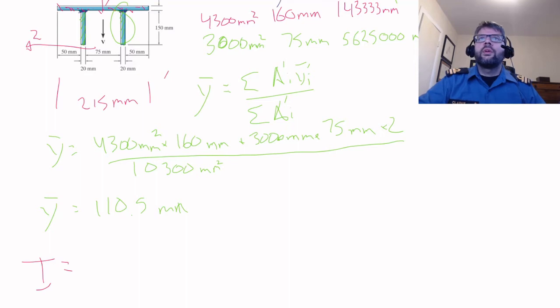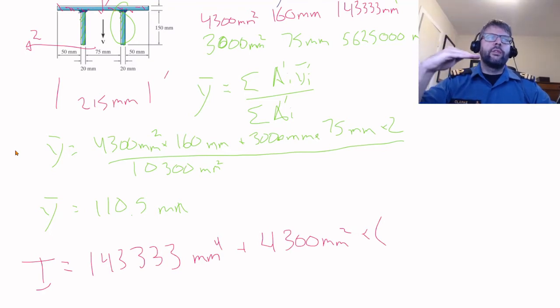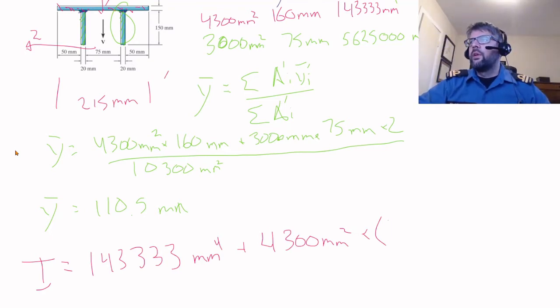The I prime for the top segment there, plus its area times the square of its centroid relative to the centroid of the overall section. So 160 millimeters minus 110.5 millimeters, and then square that.